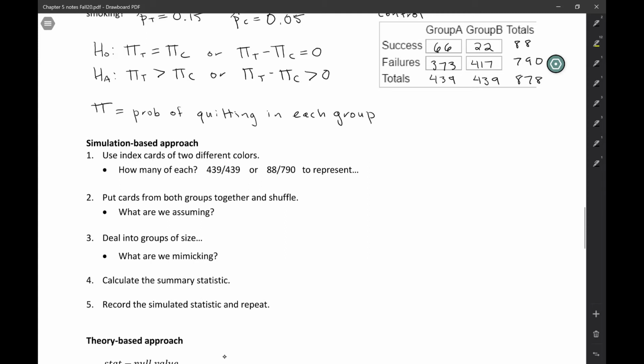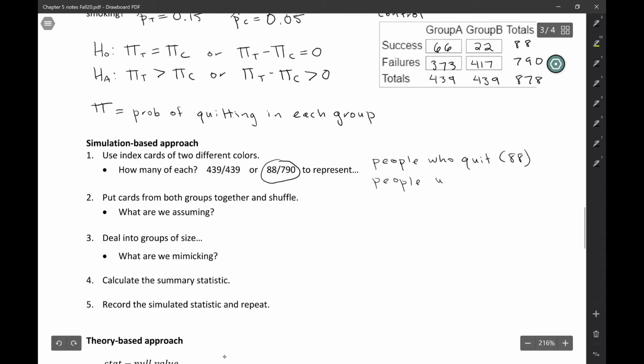Okay, so first we need to decide which index cards to use. So when we do this, we're going to represent our response variable. So here, that's whether or not they successfully quit smoking. So we're going to use 88 and 790, and we're going to use that to represent the people who quit. That's the 88, and the people who didn't, and that's the 790. So you can actually do this more than one way, but the most consistent with what we've done in the past is to represent the response variable.